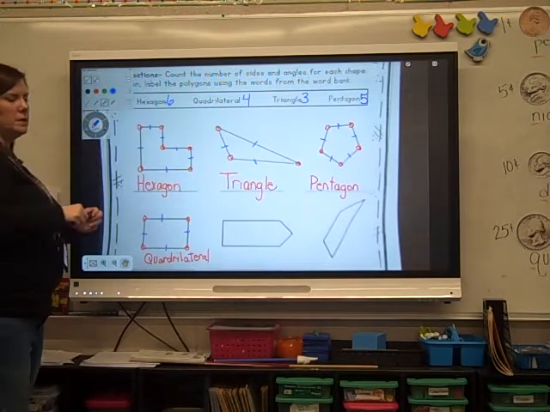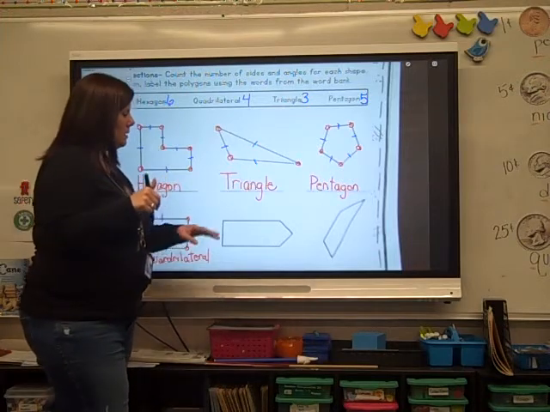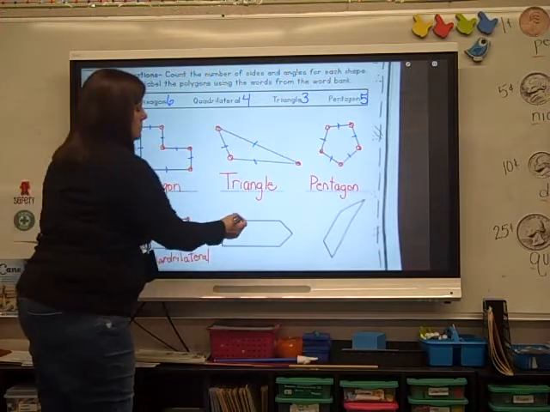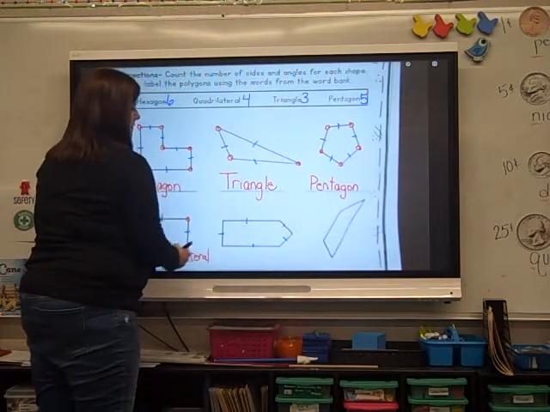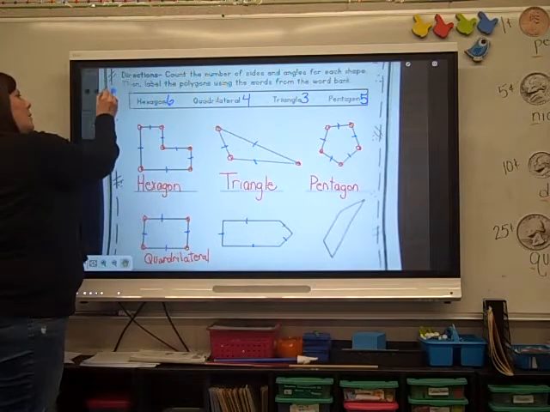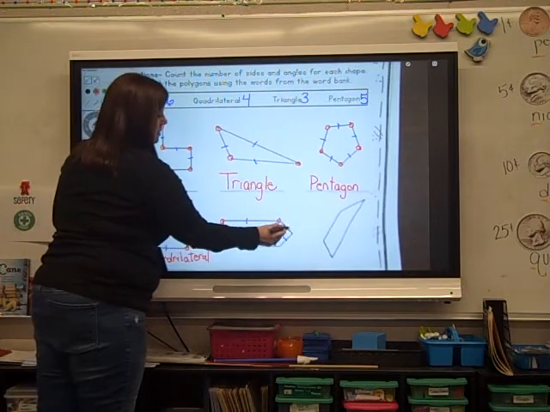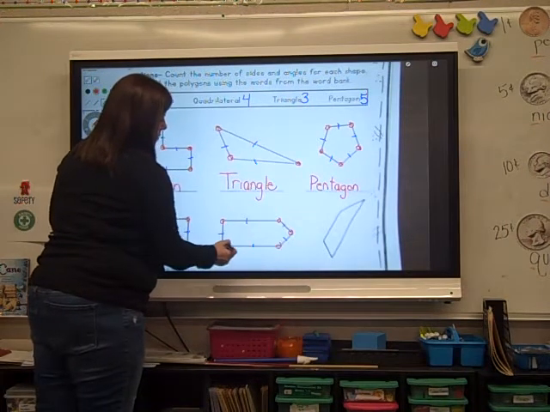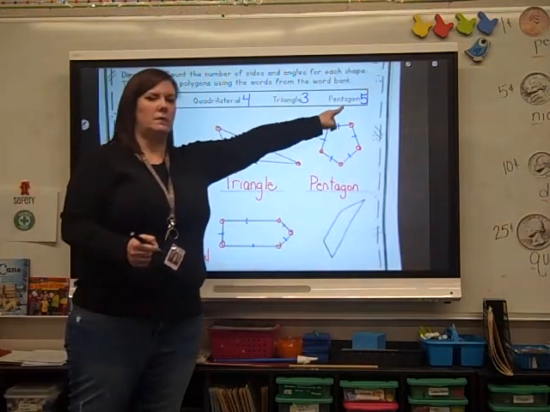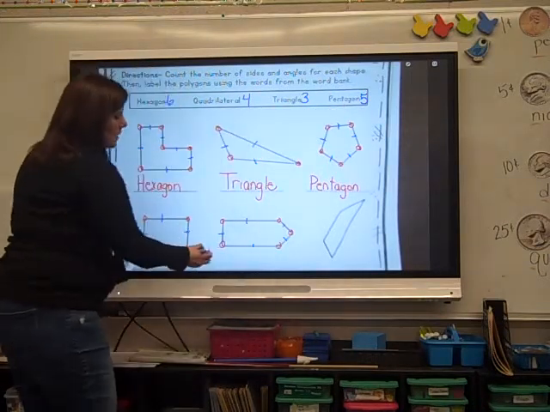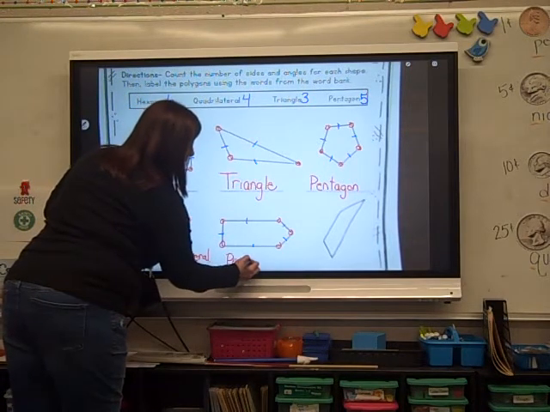Remember guys, if I get going too fast, you can always pause the video if you need to, okay? Let's go to this one and let's count the sides. 1, 2, 3, 4, 5. How many angles does it have? I think we know. 1, 2, 3, 4, and 5. So what's its name? Right there, pentagon. A pentagon has 5 sides and 5 angles.